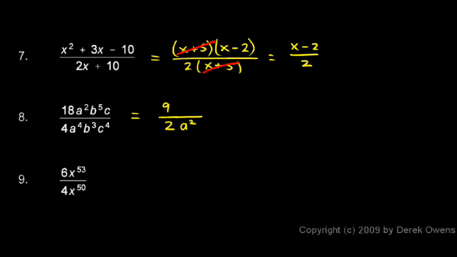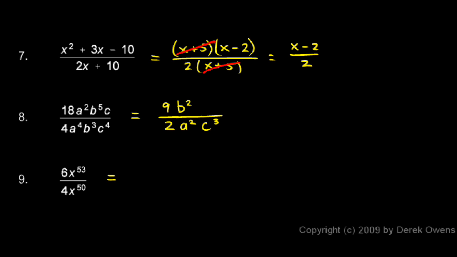The b to the 5th over b cubed, I'm looking at just the b's now. When I see those, I think b is my base, and 5 minus 3 is 2, and that leaves me with b squared. And then the c to the 4th, that's 4 c's multiplied together. One of those c's gets canceled, leaving me with c cubed on the bottom. And that's my answer, 9b squared over 2a squared c cubed.